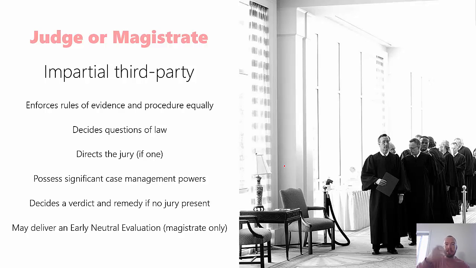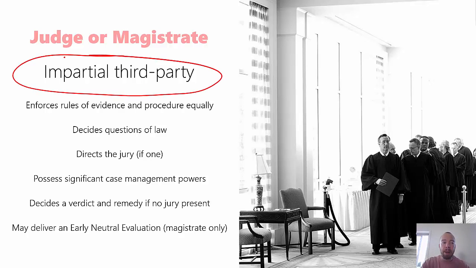If you remember in criminal law, I did these as separate slides just because there is a fair difference. Every criminal trial has a jury, so the judge has a role around directing the jury. In civil law, juries being optional means there is, to a degree, more similarity between the role that judges and magistrates play across the different courts in the court hierarchy. Ultimately, the central role of a judge or a magistrate is to be that impartial third party. Same as criminal law, they are enforcing rules of evidence and procedure equally.